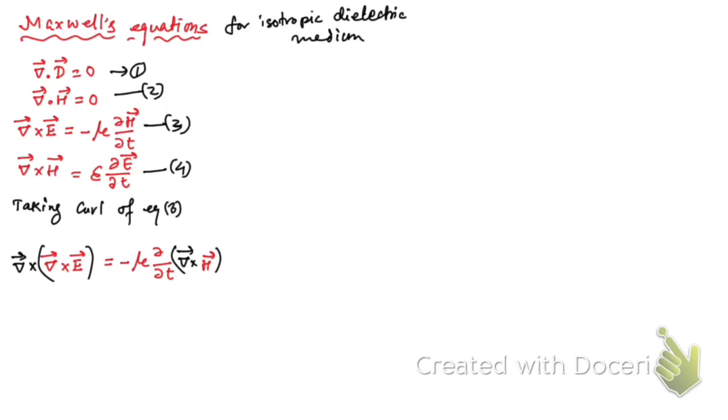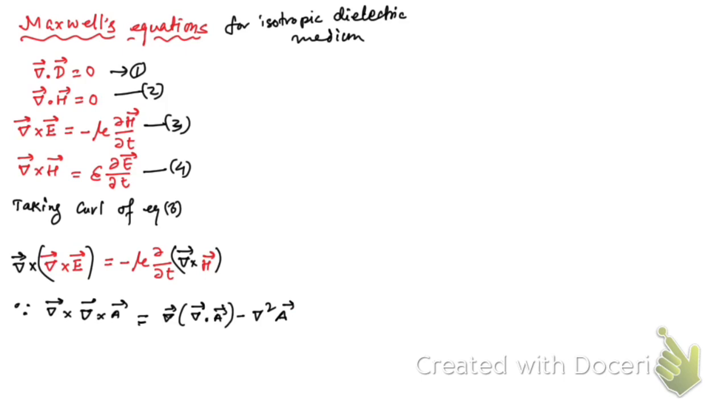So we're gonna use a vector identity. We know that the curl of curl of any vector A is given by the gradient of the divergence of the vector A, minus the Laplace operator on vector A. Okay, that's what we get.